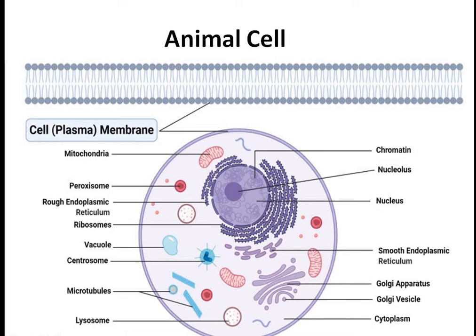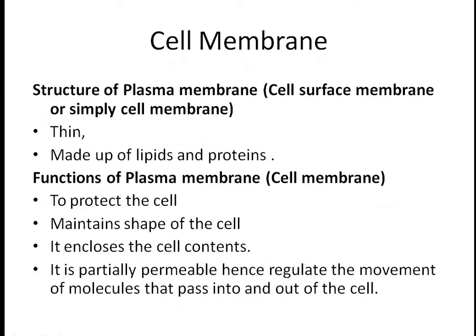So this is the diagram of an animal cell. I showed you the diagram in our previous lesson also. Not all of these organelles are included in your syllabus, so I will put stress only on those organelles that are included in your syllabus. Today we just have to see 3 organelles. First of all is the cell membrane.